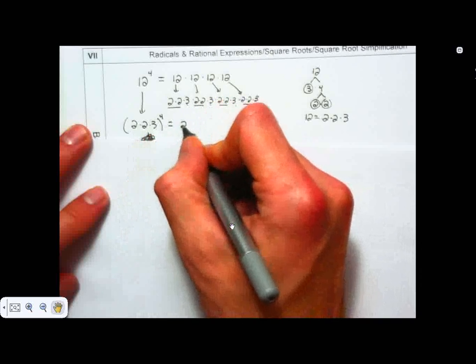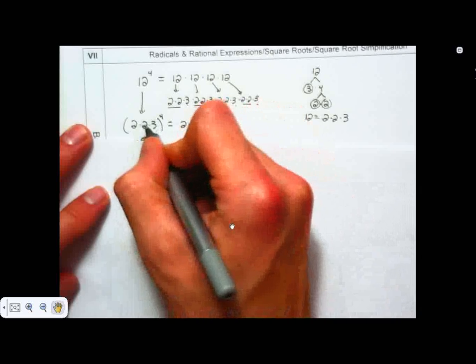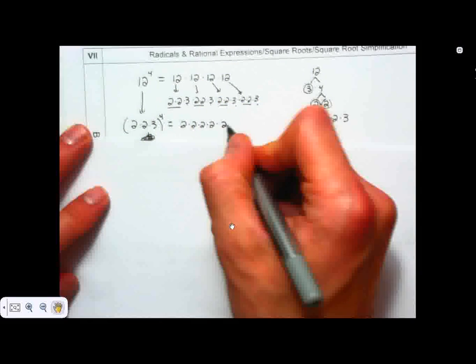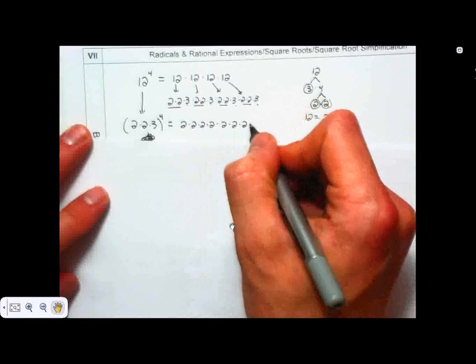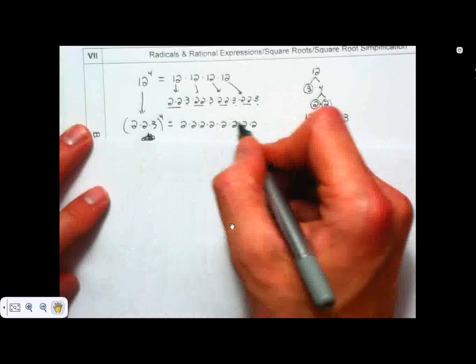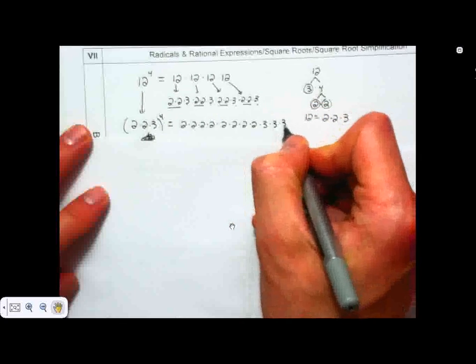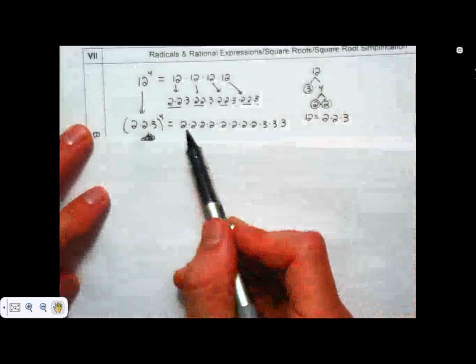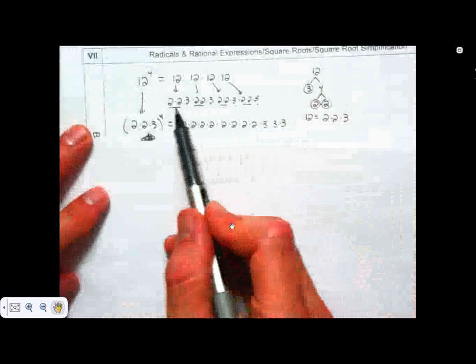So we're going to have 4 2's. We're going to have another 4 2's. And we're going to have another 4 factors of 3. So this is just another way to think about it. My final answer here is the same as my answer here. It's just another way to think about it.